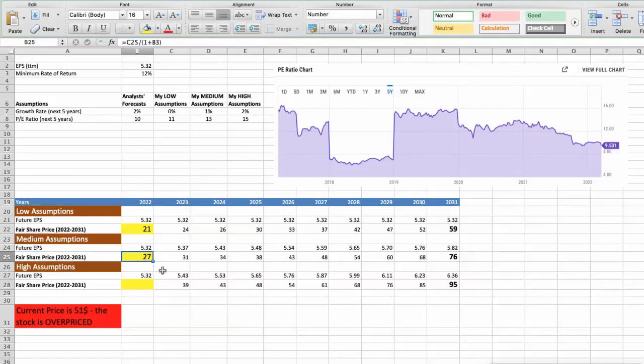Third scenario. Verizon will have high performance in the next 5 years, and we will use the following parameters in our calculation. Future growth rate would be high, 2%. Future PE would be high, 15. In this case, the fair value of the stock today would be $34. As you can see, today the stock is overvalued, $51, even if we expect the company's high performance in future.